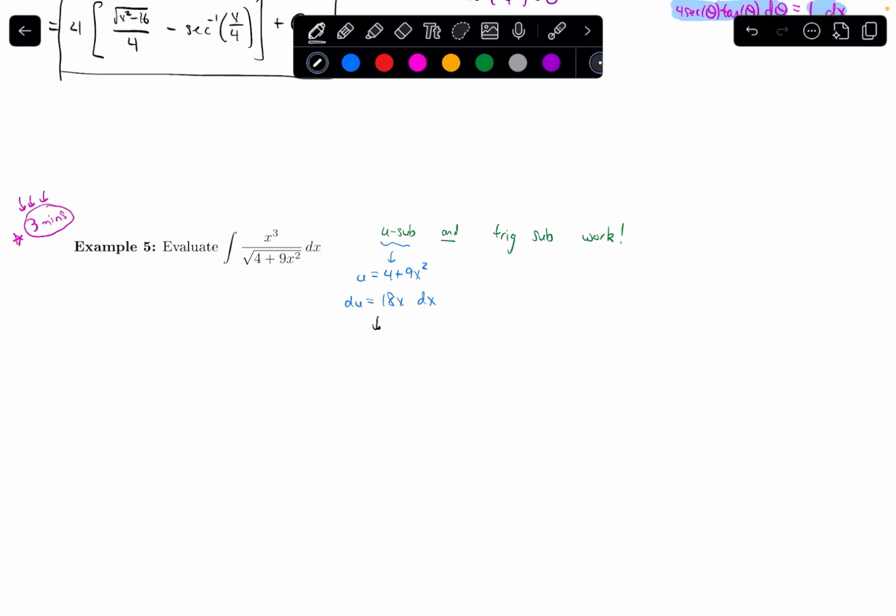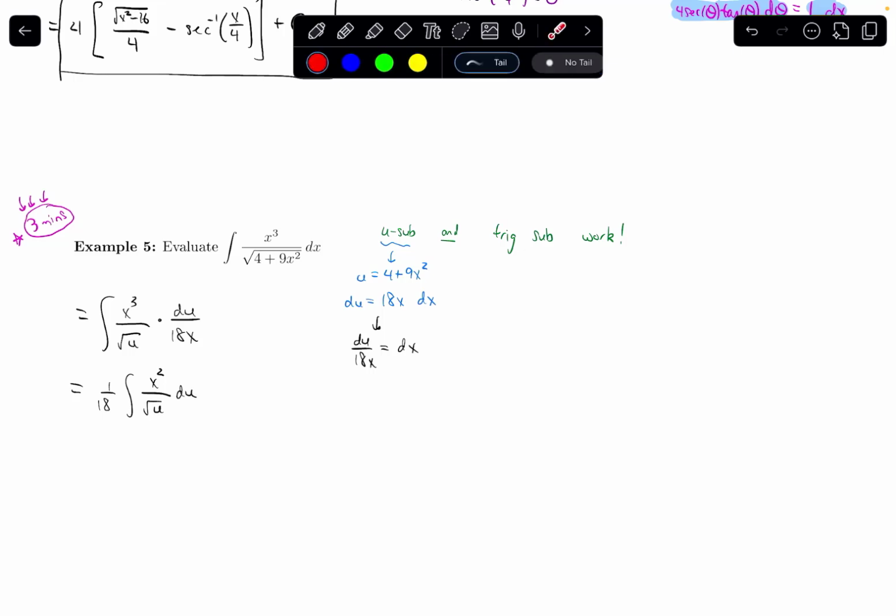If I rearrange this, I get du over 18 equals x dx. So when I start to plug in for this, I get the integral. You know what? Let me also divide by the x. So I get du over 18x equals dx. And now I'm going to sub in. So I've got x cubed over the square root of u, and then dx became du over 18x. And now the x's are going to cancel. I can pull the 18 in front, and I'll get the integral of x squared over root u du.